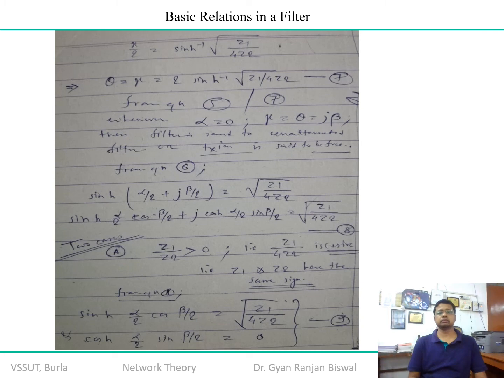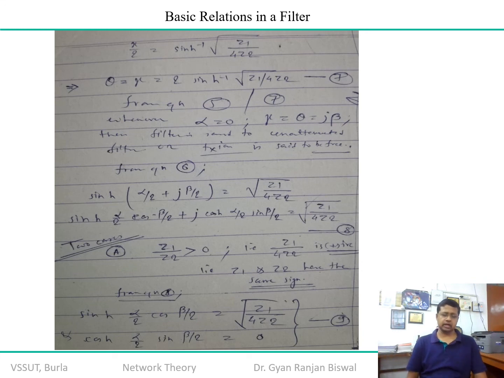In that case, gamma will be equal to theta, because if alpha is 0, then gamma and theta, that is the attenuation constant and the transfer constant, both will be equal to j beta. So the signal remains unattenuated. If there is no alpha, that means there is no loss, no attenuation, no decaying or power loss while the signal is traveling through that particular filter. So it's the idealistic one. We will see the reverse analogy also.